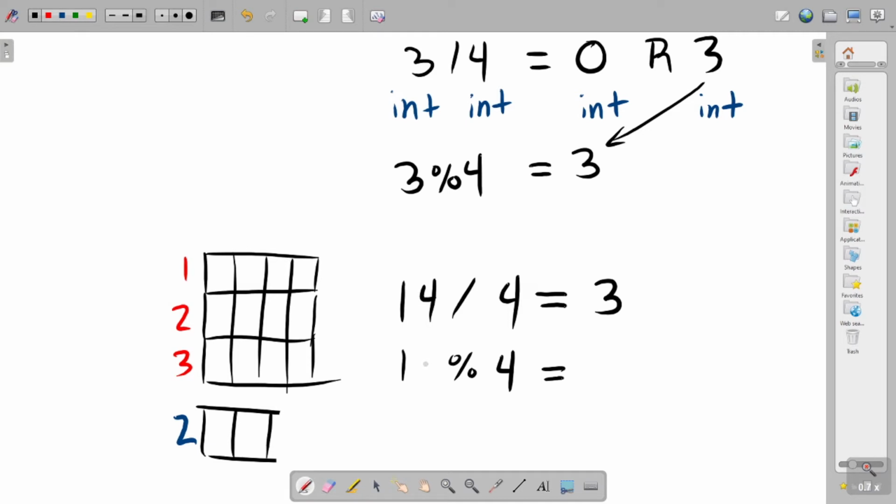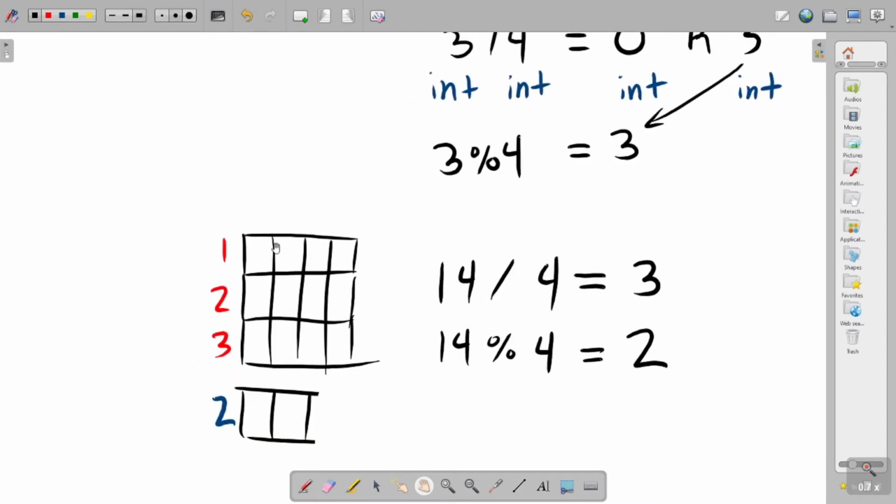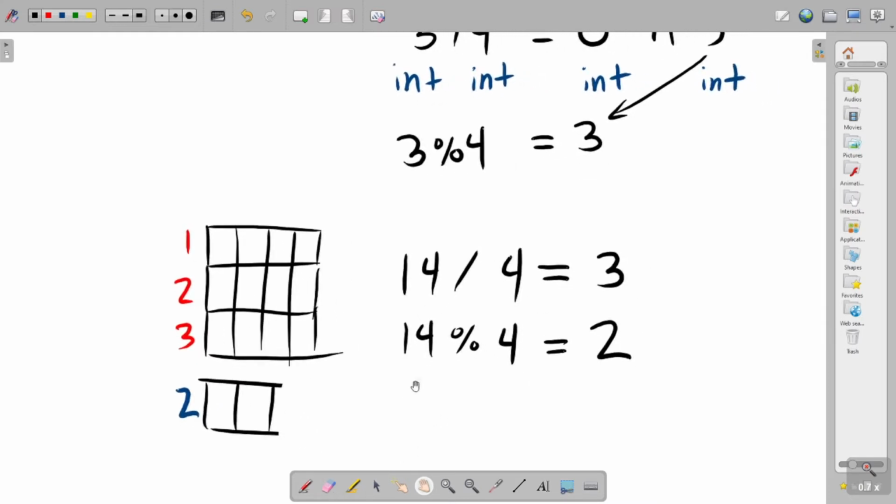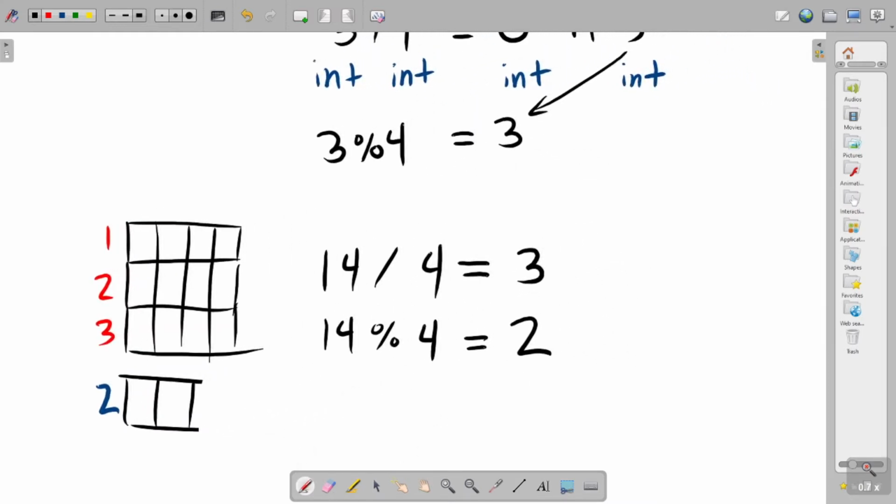14 divided by 4 is still 3. 14 modulo 4 is the 2 that I wanted. And you can see we do have 14 here, right? There's 12 blocks on top, and then 2 here for 14 total. So modulo represents the remainder that we would get from doing division like this. And normal integer division does the normal division.